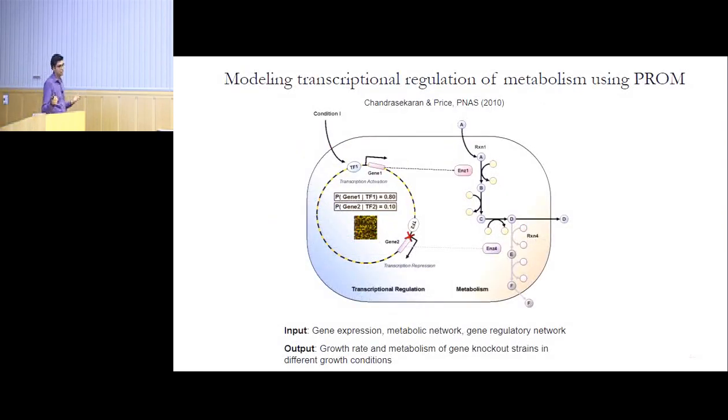So for example, let's take PROM again. To build a PROM model, you need metabolic networks, obviously. You also need gene expression data to quantify the relationship between transcription factors and target genes. And you also need the regulatory network. You need to know what transcription factors control which genes.